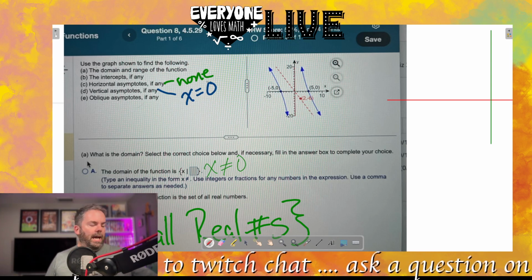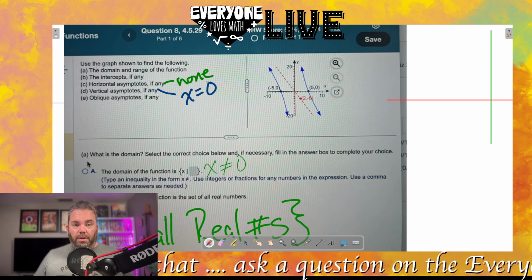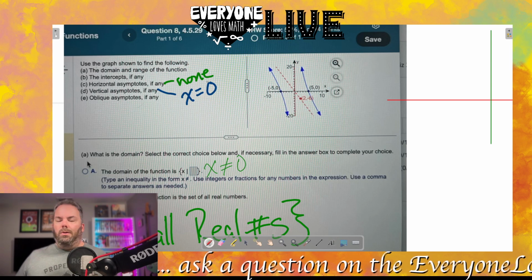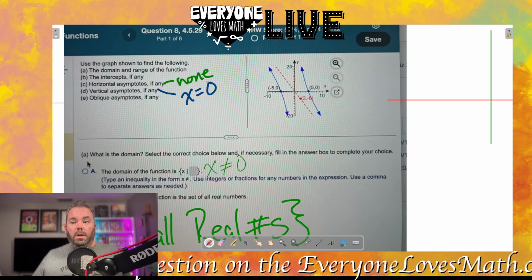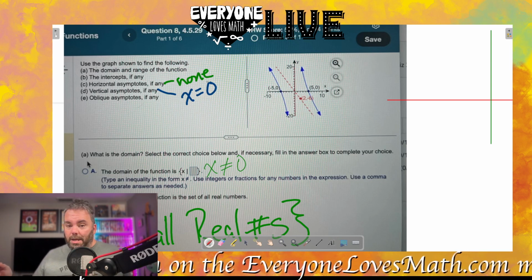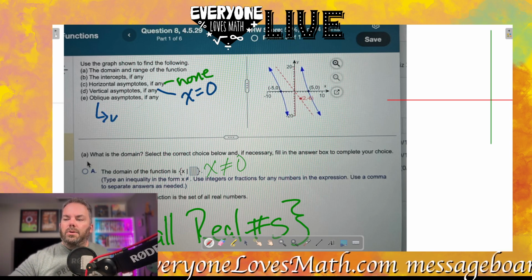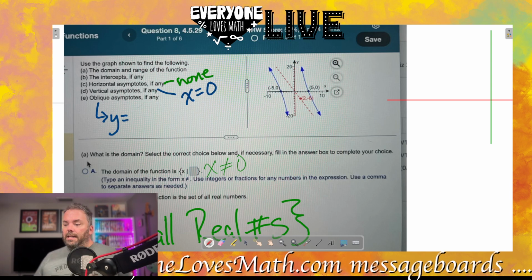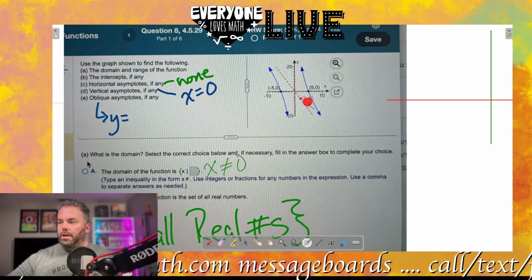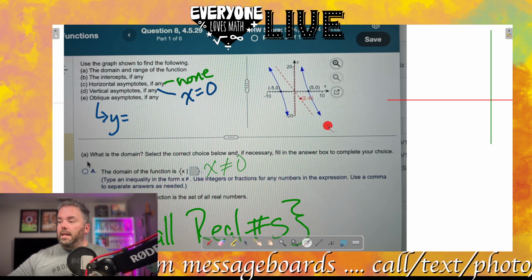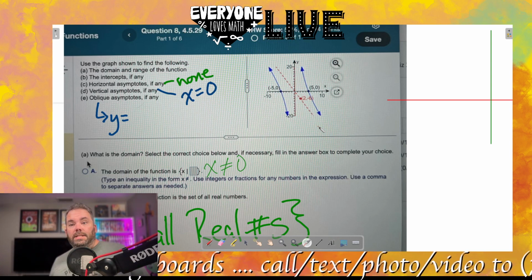And then oblique asymptotes. They want the equation of the oblique asymptote. Here's the thing you need to know: oblique asymptotes look like slanted lines, so good news, the formula is a slanted line. It's y equals mx plus b. That's the formula for oblique asymptotes. So all we have to do is look at this red dotted line, let me use my little laser pointer right here. Can I come up with the equation of that line? Well, the answer is yes.